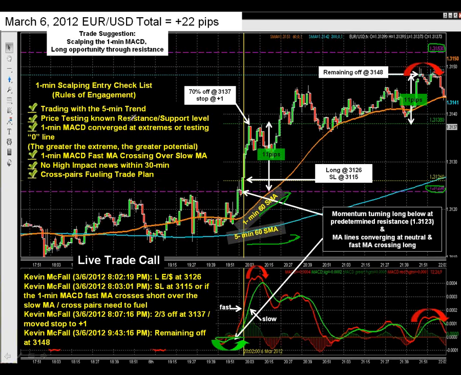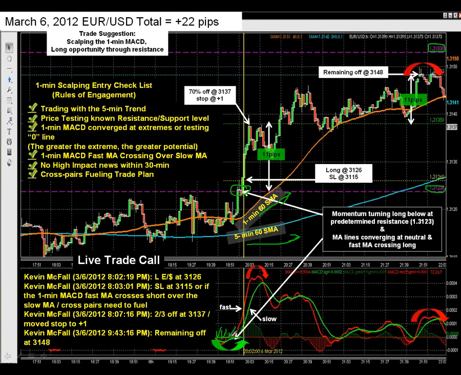And price, is it testing a known resistance or support level? Right here is our resistance at this 131.23. And at that same time, the MACD lines are converging, and they're testing the 0 line. Here's the 0 line, and MACD lines are coming right up to it. And here are the 3 triggers that we talk about: convergence, crossover, and divergence.